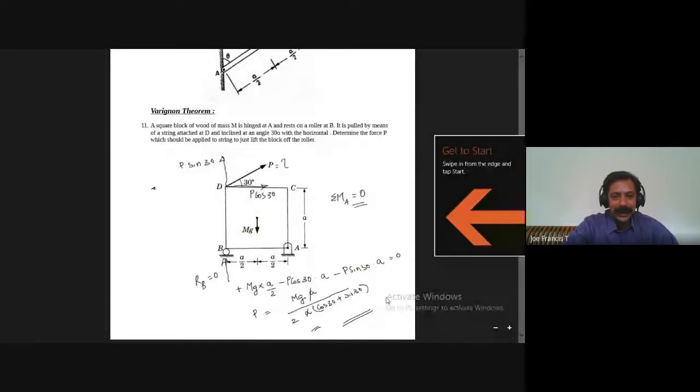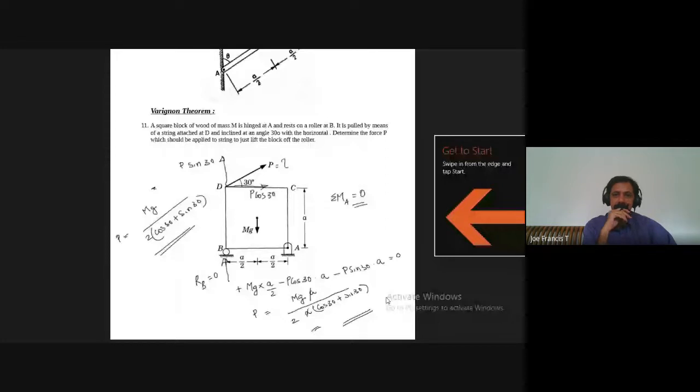So what will be the answer? P will be the determined force, right? So what will be the value for P? P will be mg by 2 into cos 30 plus sin 30. So this is your answer. Okay. Try this question today itself.